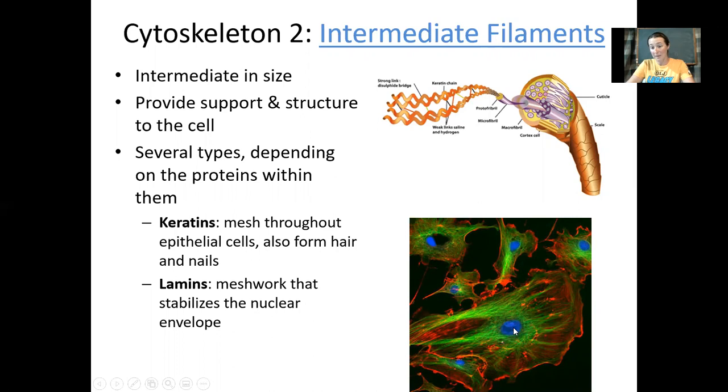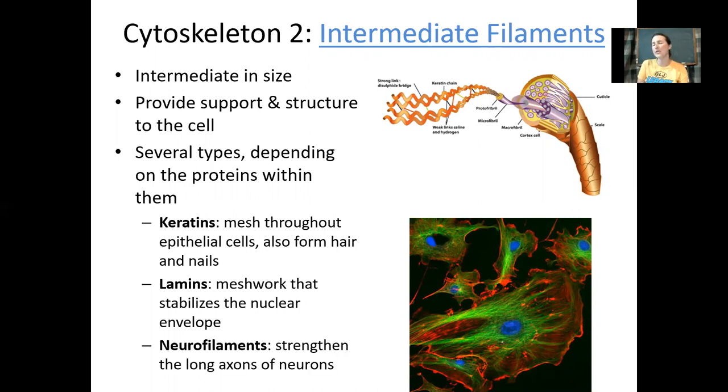So we can see in this fluorescently dyed photomicrograph, this blue structure here is the nucleus, and what is highlighted there, what is stained with this fluorescent dye, are the lamins, right? So we keep that nuclear envelope spherical, not collapsing on itself.